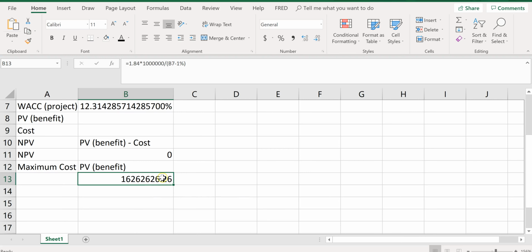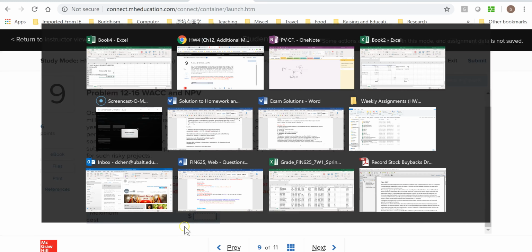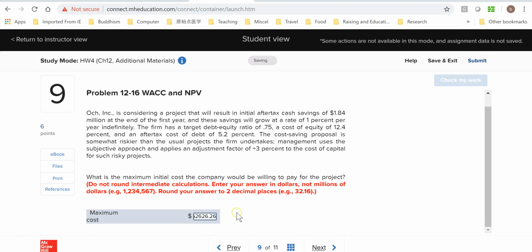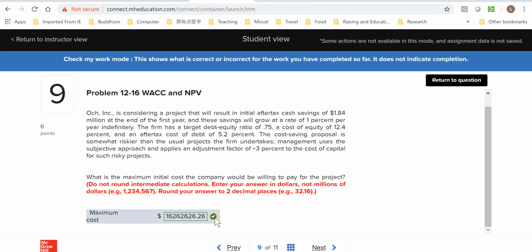So basically I just need to copy this number and paste it into my answer sheet. And now check my work. Okay, so you can see that I got the right answer.